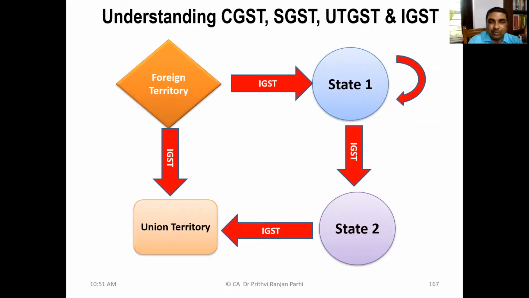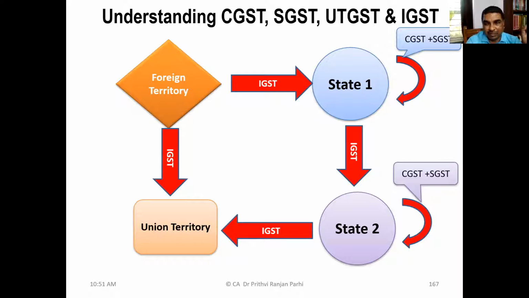And you also know that within the state, whenever there is a transaction, there is a supply, CGST plus SGST are the two things which are levied when goods are supplied within the state. You are aware of it? We have discussed all these things earlier, is it not? And in any other state also, whenever there is a supply within the state, which we call the intrastate supply, then again CGST and SGST will be there.